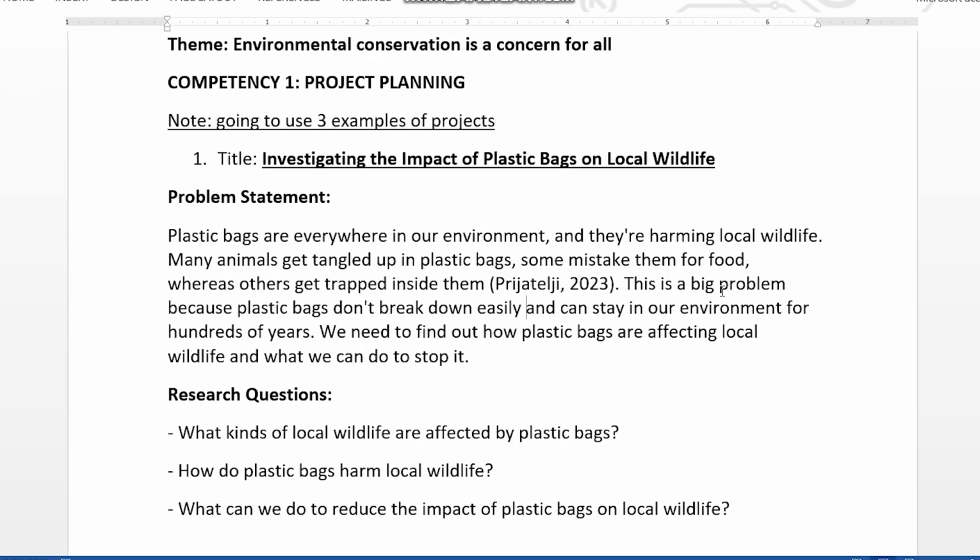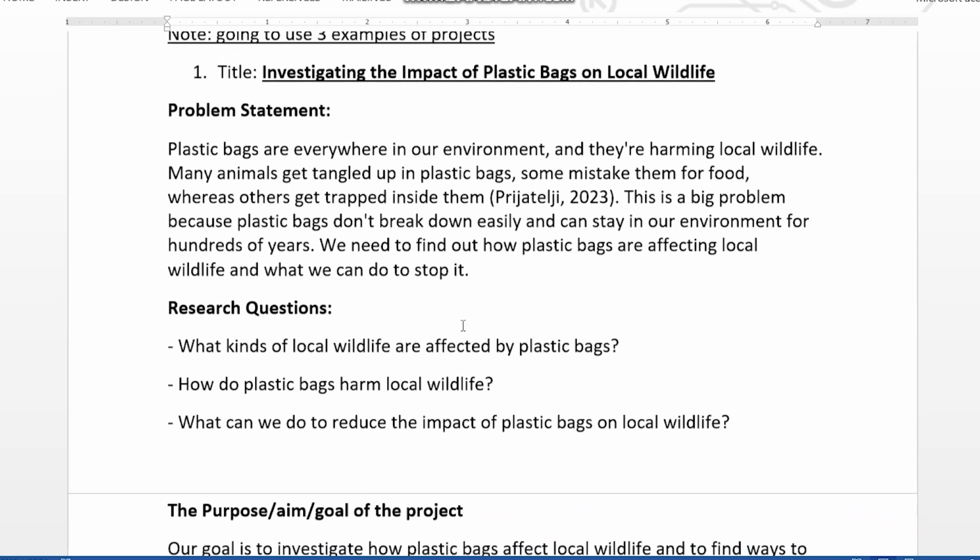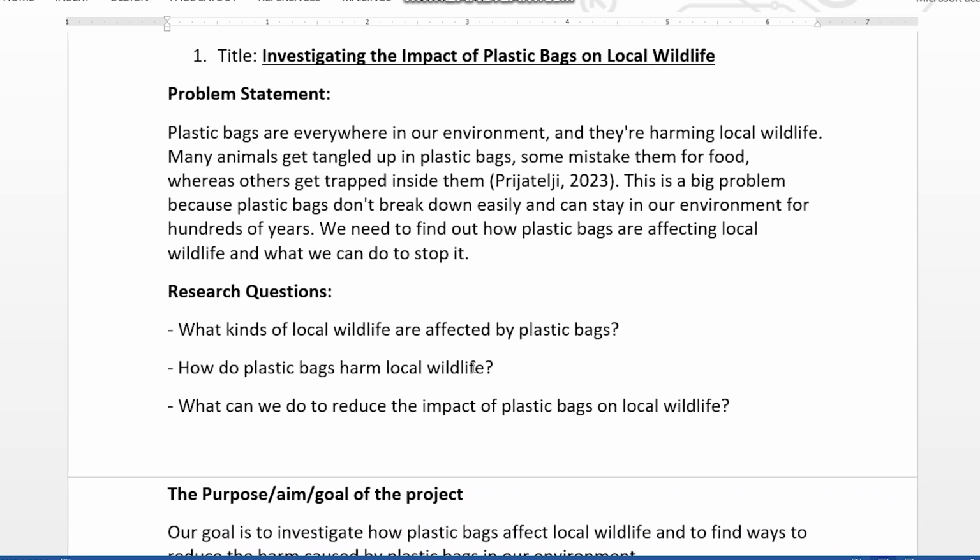And then this is a big problem because plastic bags don't break down easily and can stay in our environment for hundreds of years. We need to find out how plastic bags are affecting wildlife. So with this, we can see there is a problem that the learner has identified, and therefore there is need for a solution which now necessitates the project the learner is doing. But this research question will guide the steps.